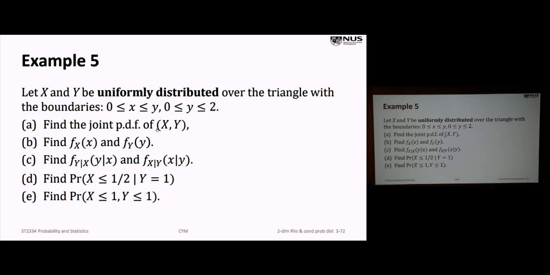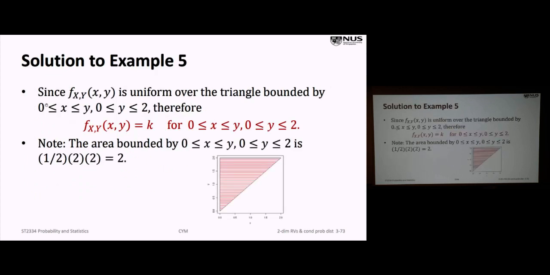Okay, so, let x and y be uniformly distributed over the triangle with boundaries x is at most y, x greater than or equal to 0, and y is in the interval 0 to 2. And what this means we're going to work out in a moment. Let's first of all think about what is the joint PDF of x and y. It's going to take us some time.